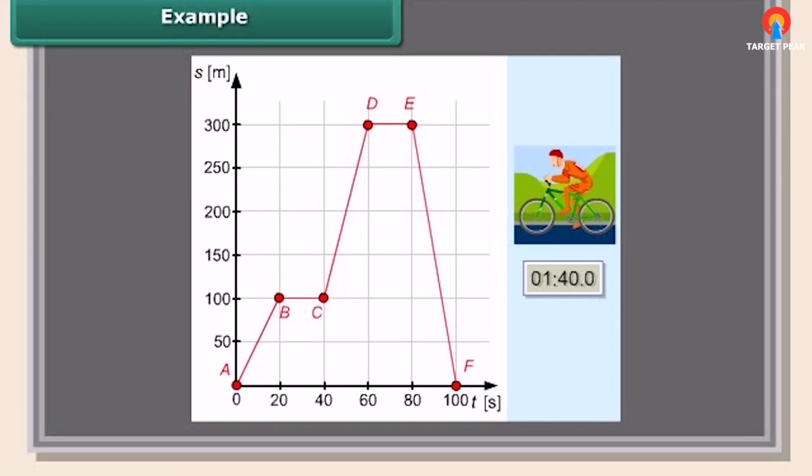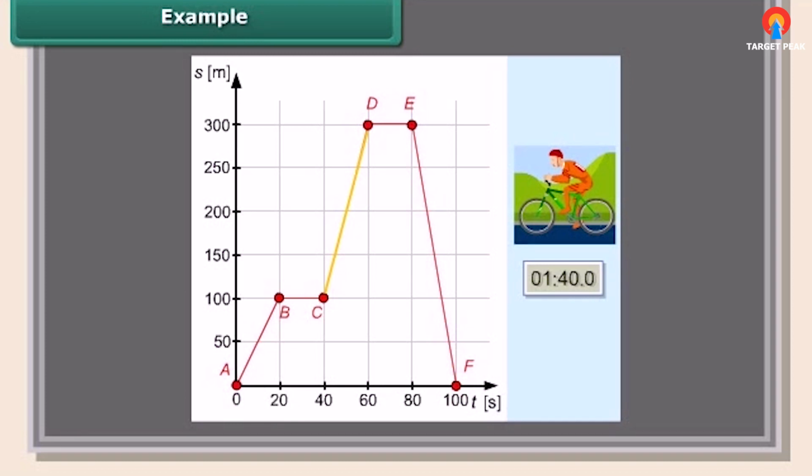his direction of movement. So from segment AB, we can discover that the cyclist covered a distance of 100 meters in 20 seconds, moving at a constant speed of 5 meters per second. Segment BC indicates that the cyclist stopped after having travelled a distance of 100 meters. From segment CD, we can see that the cyclist went on to move with a greater speed.